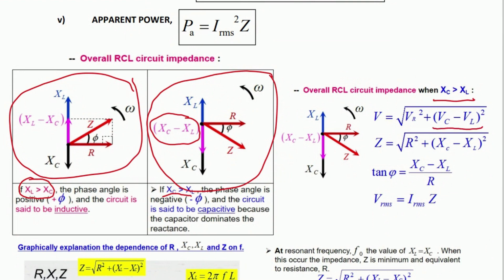So the equation, if XC is larger than XL: for the voltage, VC minus VL. V equals the square root of VR squared plus (VC minus VL) squared. For the total impedance Z, the square root of R squared plus (XC minus XL) squared. For the phase angle, tan theta equals (XC minus XL) over R. And then V RMS equals I RMS times Z. Alright.